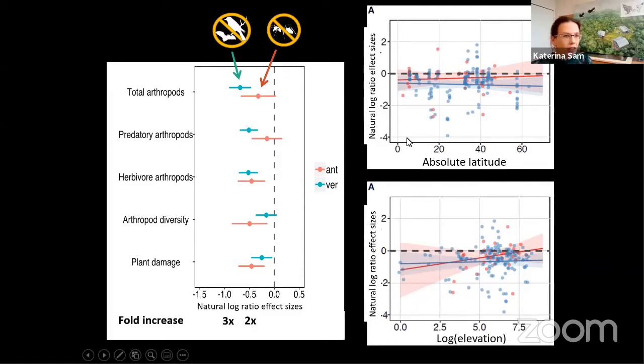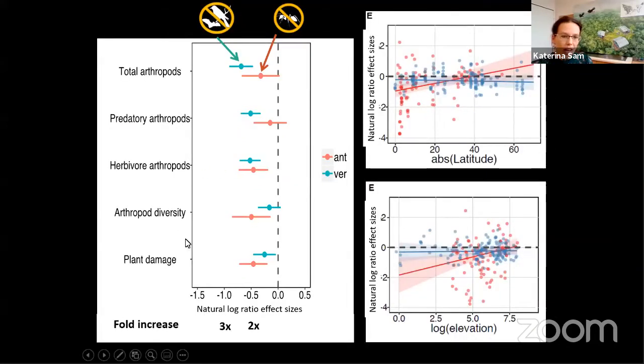Along the latitudinal and elevational gradient, we didn't find any strong pattern, but when we look a little bit down in the graph to the plant damage, we saw that the exclosure of the vertebrates actually resulted in a rather weak cascading effect and didn't lead to a big change in plant damage. But the exclosure of the ants led to a high increase of plant damage. This correlates well with the observations that ants are very likely affecting the herbivores. Herbivores are surviving when the ants are gone, and then the plant damage increases about 2 times.